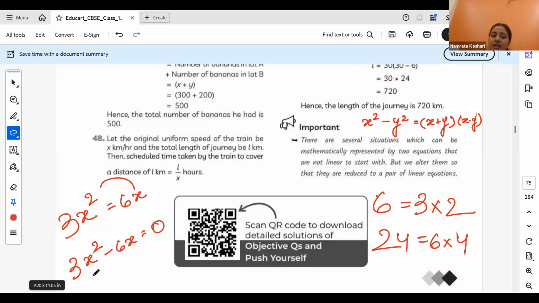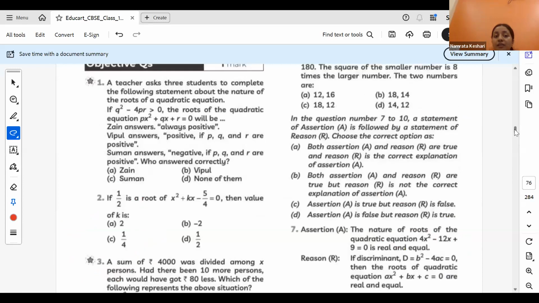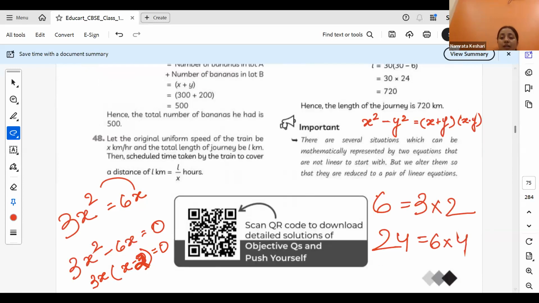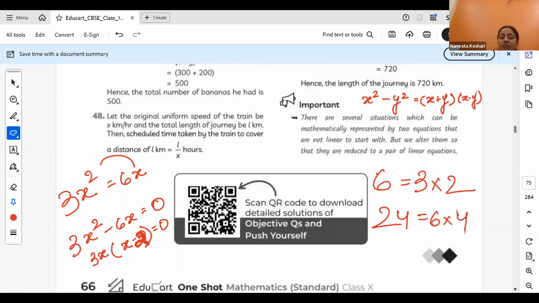3x square minus 6x, we can take out 3x common and in the bracket will be left with x minus 2. Is it clear to everyone? Yes, ma'am. What we did over here is factorize. We have done the factorization on the left hand side.